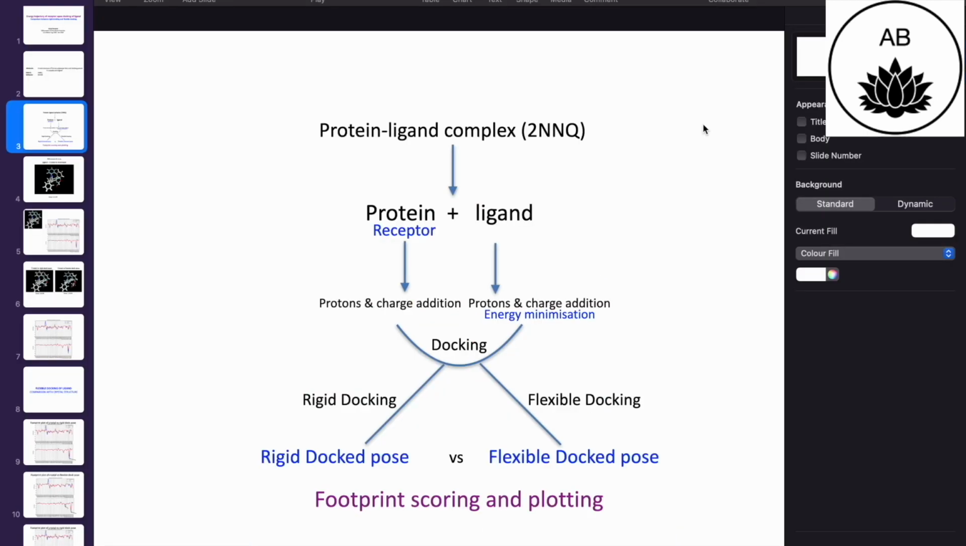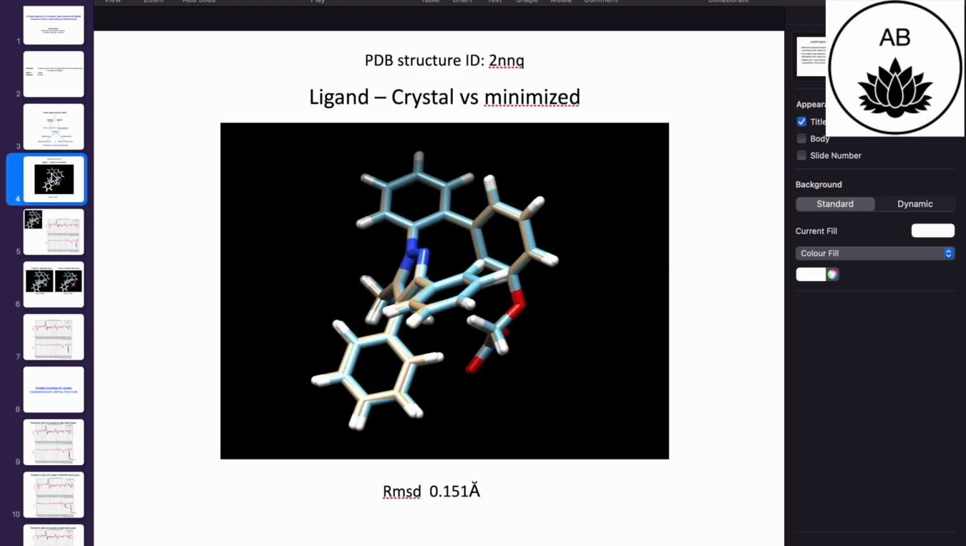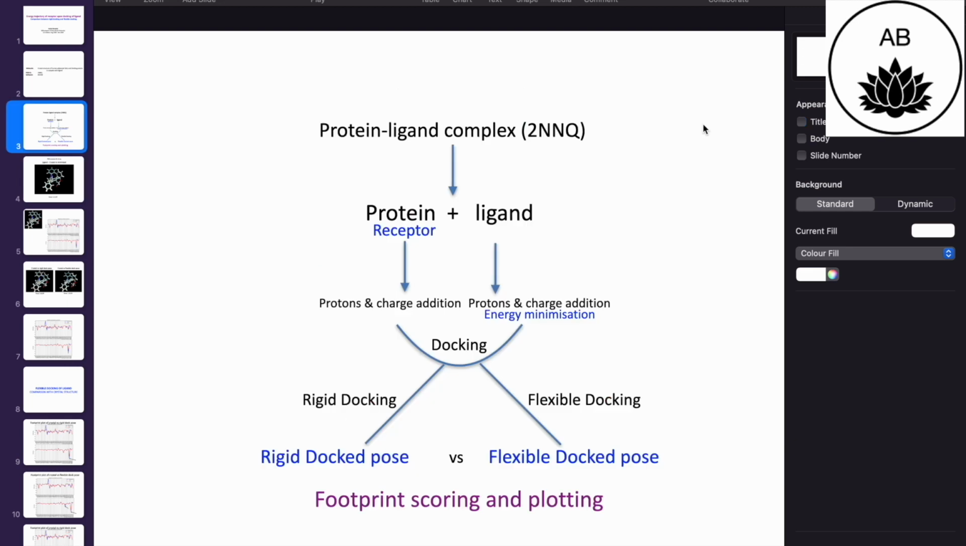You download the protein-ligand complex from PDB, you separate the receptor and the ligand, and then you add protons and charge to the protein and to the ligand as well. And then I energy minimized the ligand. The energy minimized ligand actually does not vary much, as you can see here in this picture, and the RMSD is also very low. It is ideal to do energy minimization of the receptor.